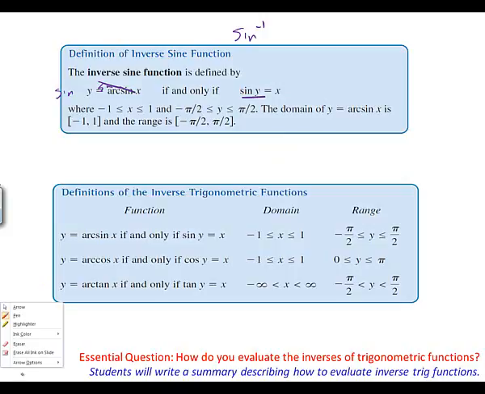The same thing works for all of the trig functions. We're going to focus on sine, cosine, and tangent for the most part, but it does work for all the other ones as well. The domain is basically the domain that we would have on all of our regular graphs, okay? But the range is a little bit different.